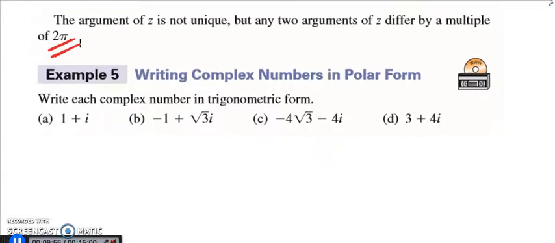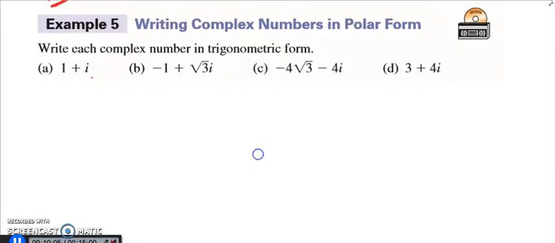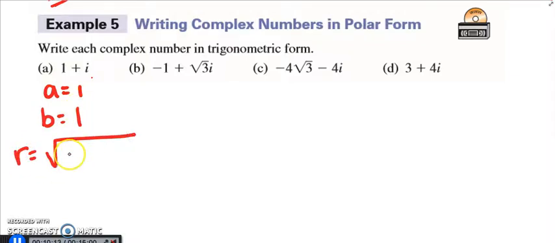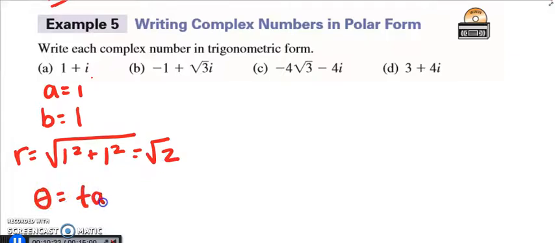I'm going to work one. One is easy. Let's start with one and we'll work C. And I think you should be good on everything else. So A is 1 here. B has an understood one. So when I'm finding R, the modulus, it's going to be the Pythagorean theorem. And then when I'm finding theta, it's the inverse tangent of B over A, 1 over 1, which is the inverse tangent of 1.